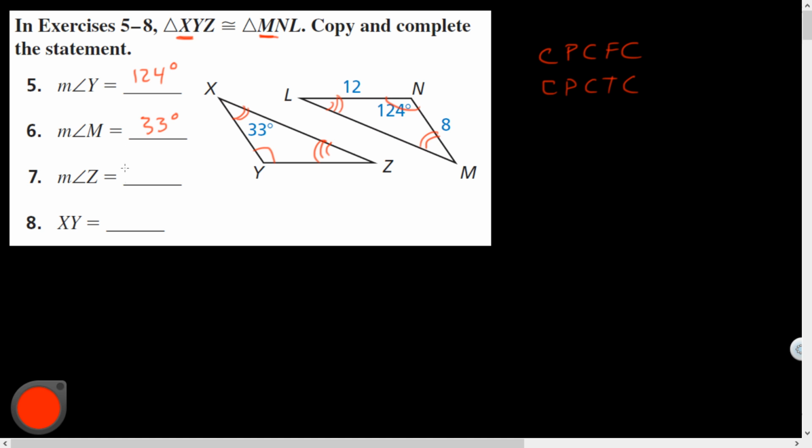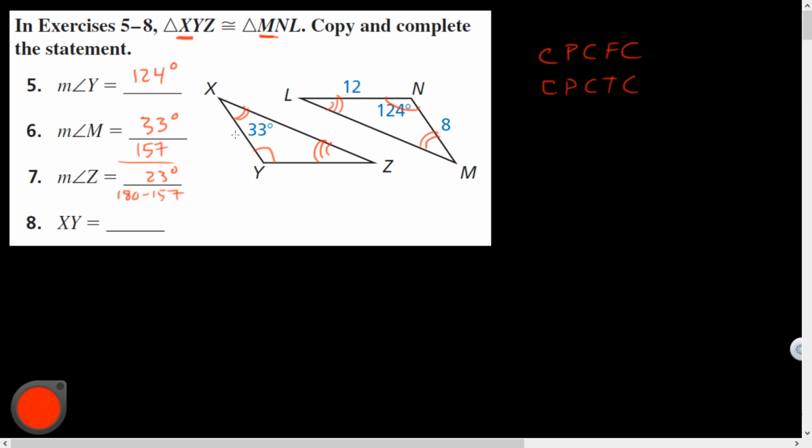So, measure of angle Z. Guys, does someone have a suggestion for how we could find the measure of angle Z? I know that it's congruent to the measure of angle L. Lily, thoughts? Okay, so that adds up to like 157. Okay, so 180 minus 157. So what's that, 23 degrees? So 23 degrees is what we end up getting. The reason that's true, we could have said third angle theorem, right?